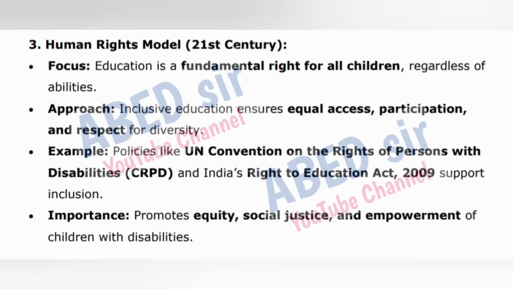3. Human rights model, 21st century. Focus: education is a fundamental right for all children, regardless of abilities. Approach: inclusive education ensures equal access, participation, and respect for diversity. Example: policies like the UN Convention on the Rights of Persons with Disabilities, CRPD, and India's Right to Education Act, 2009 support inclusion. Importance: promotes equity, social justice, and empowerment of children with disabilities.